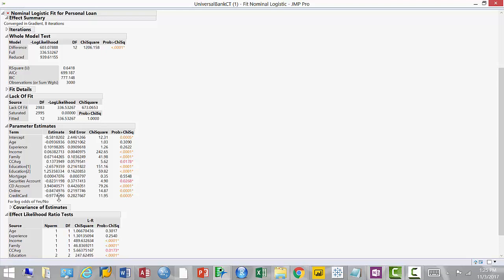And same thing with credit card, okay? If the person is holding a credit card from that bank, they're less likely to get a loan, because the slope is negative. All right, any questions so far? That seems to be fairly straightforward, right?